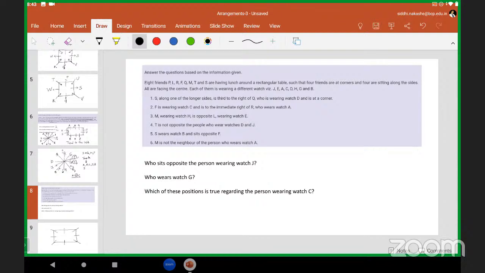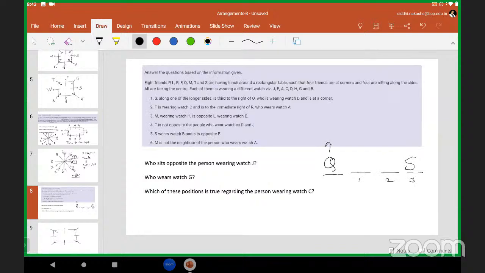S, along one of the longer sides, is third to the right of Q, who is wearing watch D. Now, S along the longer side. It would be better if we solve this question in such a way that we get all the answers in a single way. Firstly, S is along one of the longer sides and is third to the right of Q. So if this is Q, third to the right, as all are facing the center, will be this way: one, two, three, third.